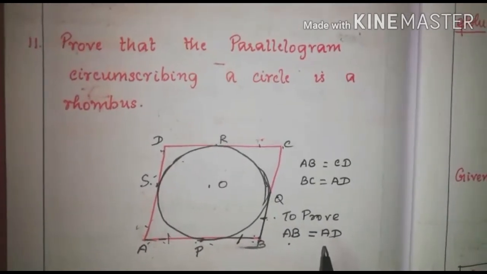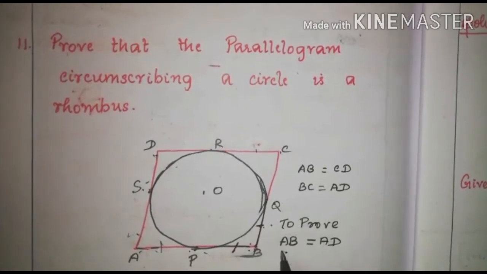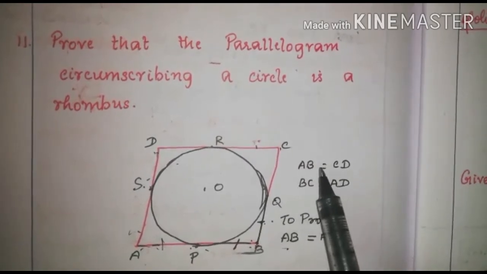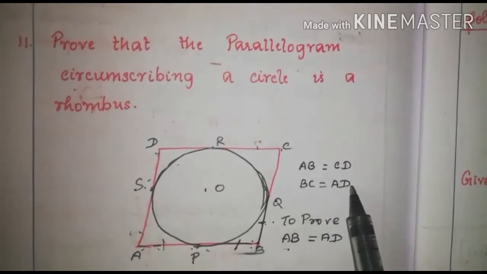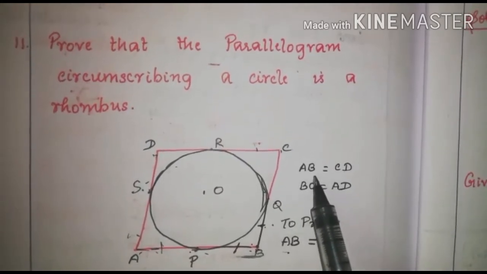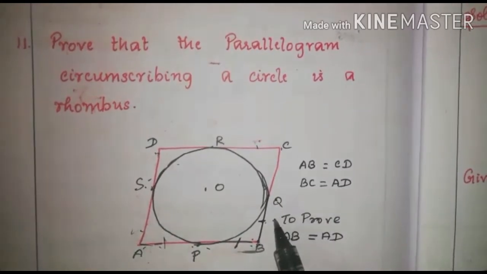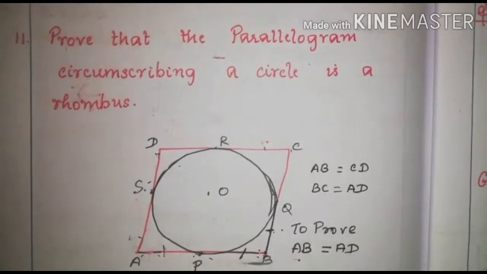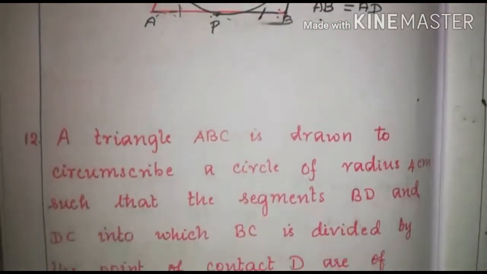So clear, children? Similar to the previous sum, you are going to proceed, and at last you are going to apply the concept that AB and CD are equal. You can express in terms of either AB or CD, and likewise BC and AD are equal. If you are expressing in terms of AB, then the other side can be AD or BC. That is, you have to prove adjacent sides are equal. That is enough. Clear? So now let's move on to the next question, the 12th question.